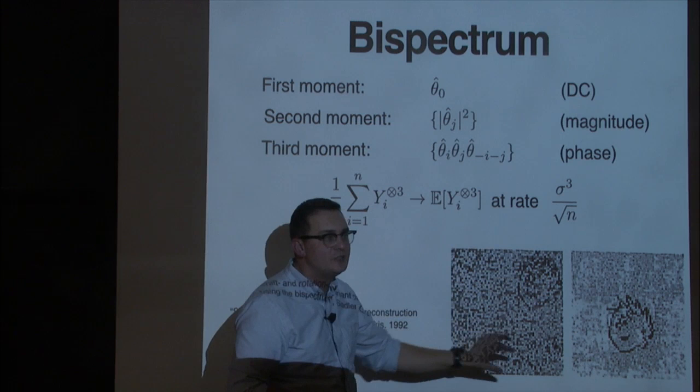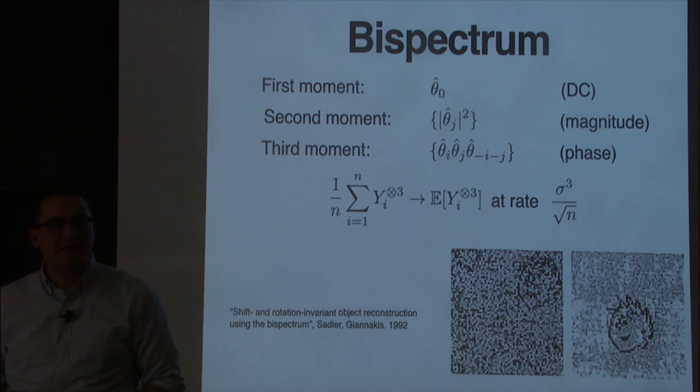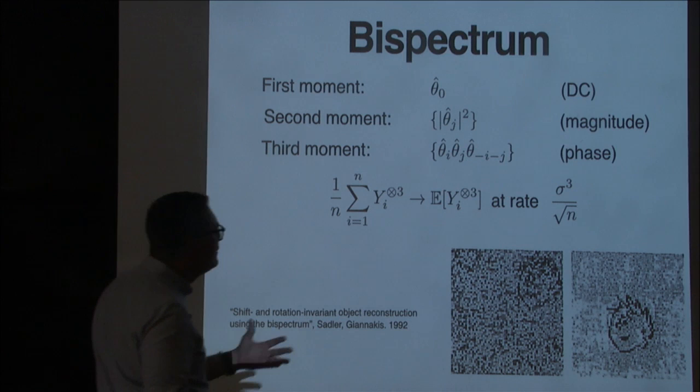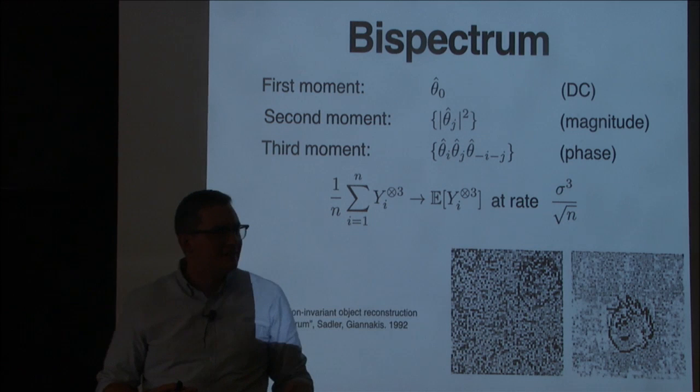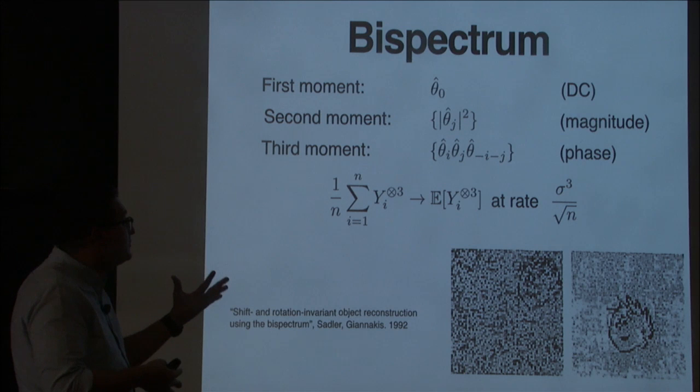They were working a lot on that in the early 90s, but then they said, oh, it must not be the right method because the number of observations we need is so big. Estimating those three-dimensional things requires an accuracy of sigma cubed over root n, so it cannot be the right method to use. Turns out this is optimal. For many signals, what we show is that this was the right way to solve this problem. This bispectrum is the best thing.